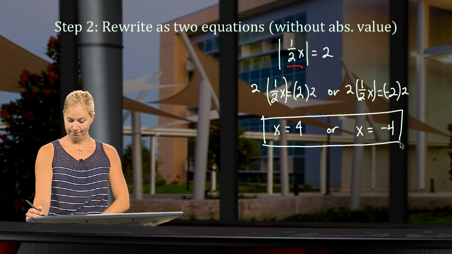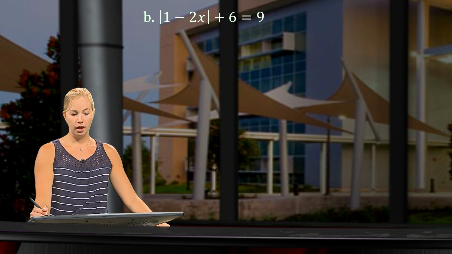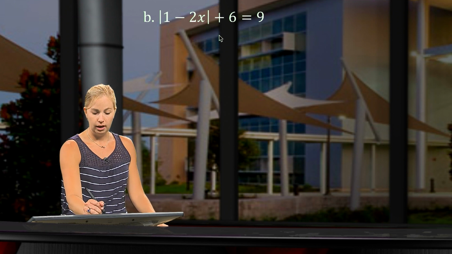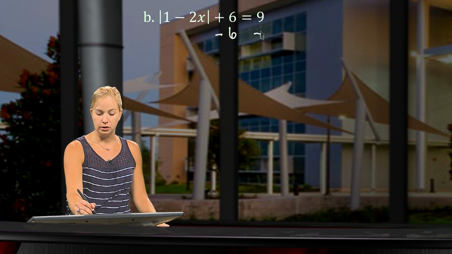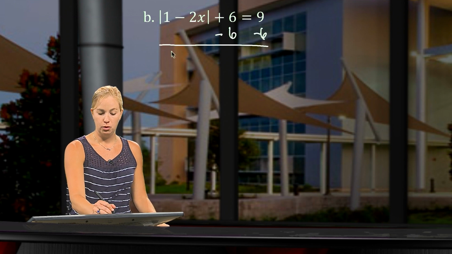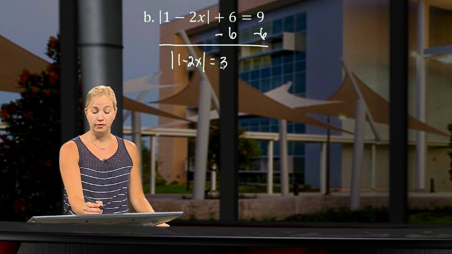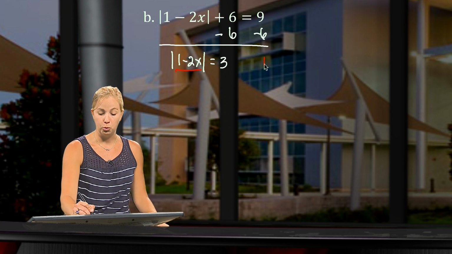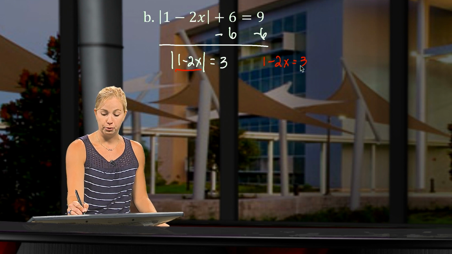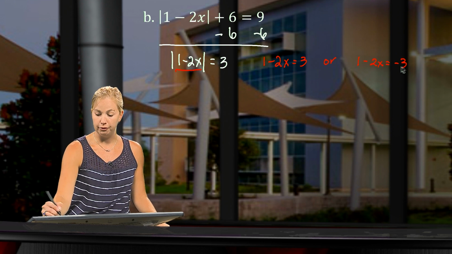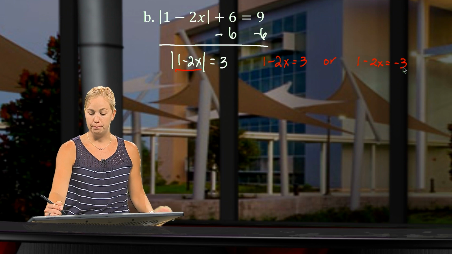So let's try another one. The absolute value of 1 minus 2x plus 6 equals 9. Again, starting with isolating the absolute value, we're going to subtract 6 from both sides. We get the absolute value of 1 minus 2x equals 3. That definition of absolute value says that this 1 minus 2x is 3 units from 0. So 1 minus 2x could be 3, or 1 minus 2x could be negative 3. And we solve these two equations independently.